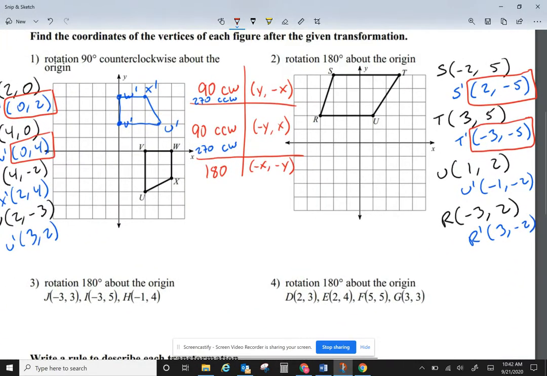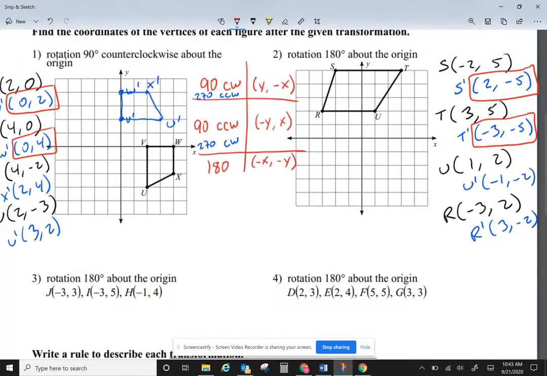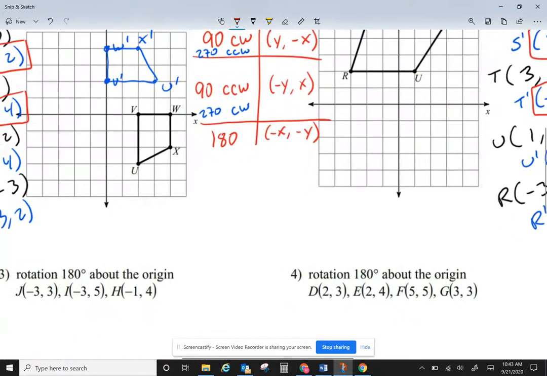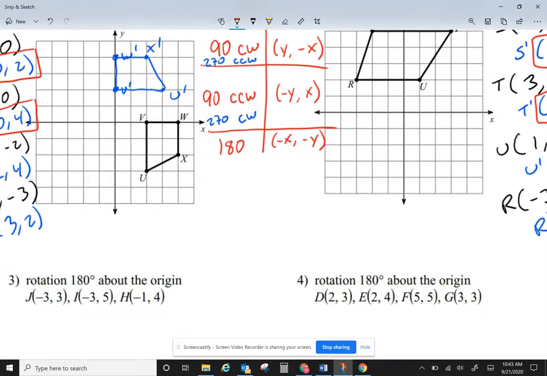Now, if I don't give you an image, I just give you the values like questions 3 and 4, the instructions so far are the same. Find the coordinates of the vertices of each figure after the given transformation. On your homework, I'm going to ask you for only one point, for a specific point. Now, for question number 3, I'm going to use the rotation 180. And I know for rotation 180, I'm only going to switch the signs. The numbers are not going to flip. It's just I'm going to switch the signs.